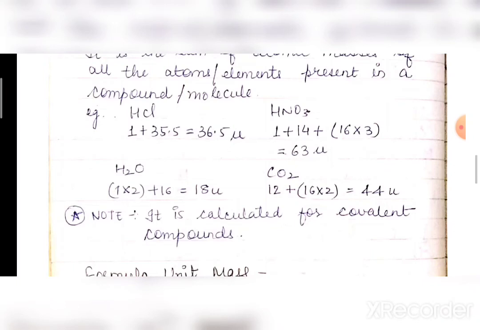So you have to note here, molecular mass is calculated for covalent compounds. Covalent compounds are those compounds which are formed by sharing of electrons. So the bond which is present is a covalent bond and the compounds are covalent compounds.